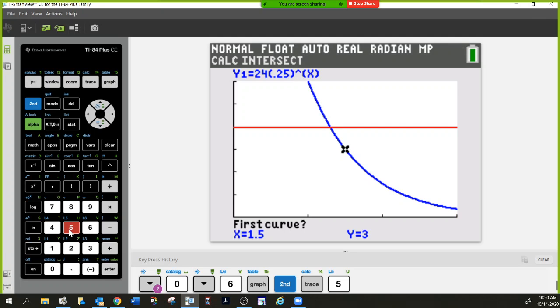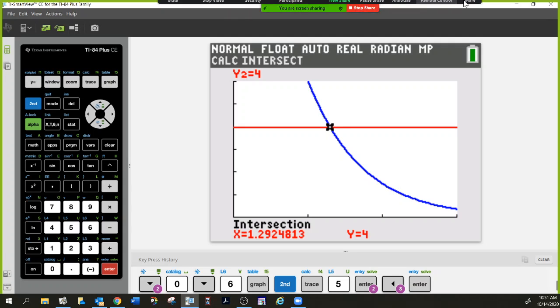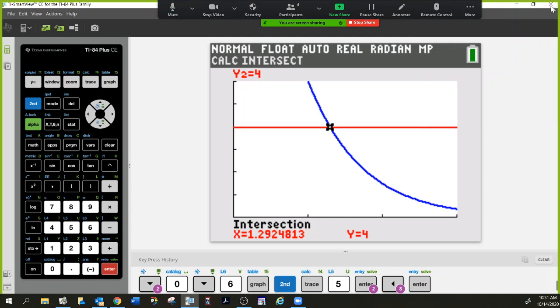Since I only have 2 things graphed, it says, is this the first one? I go, yes. It says, is this the second one? I go, yes. And it says, hey, why don't you take a guess? And I'll just scroll to the left until I'm pretty darn close to the answer. And I go, give me that answer. It says about 1.29. 3 sig figs, about 1.29 seconds. And I am going to now turn this graphing calculator off because it's hard on my computer.